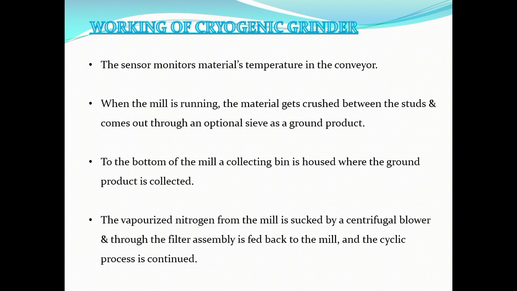The sensor monitors the material's temperature in the conveyor. When the mill is running, the material gets crushed between the studs and comes out through an optional sieve as a ground product. At the bottom of the mill, a collecting bin is housed where the ground product is collected. The vaporized nitrogen from the mill is sucked by a centrifugal blower and through the filter assembly is fed back to the mill and the cycling process is continued.